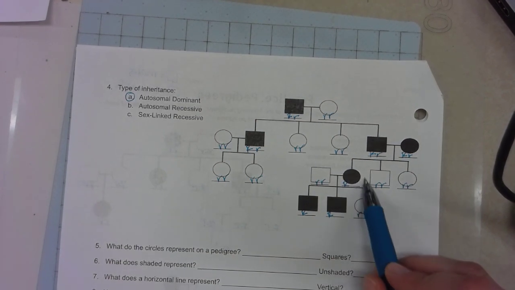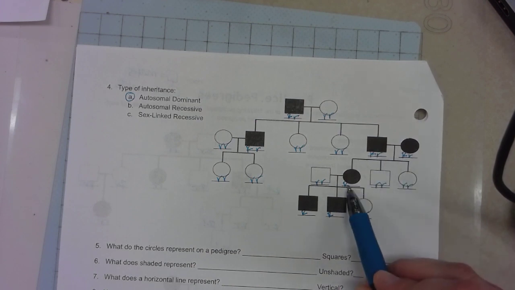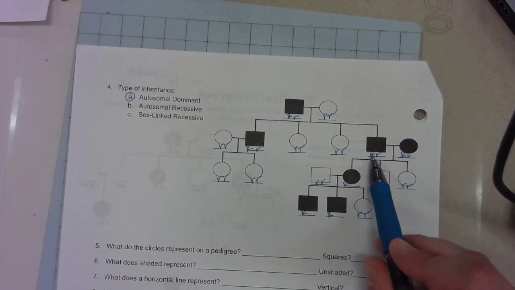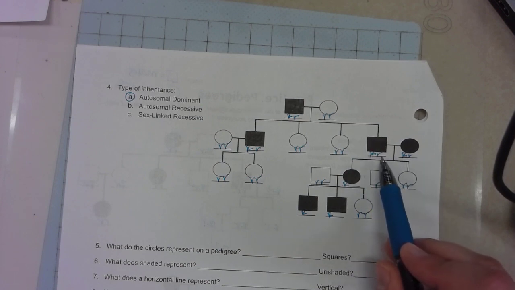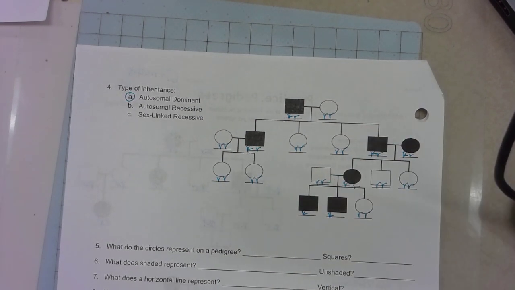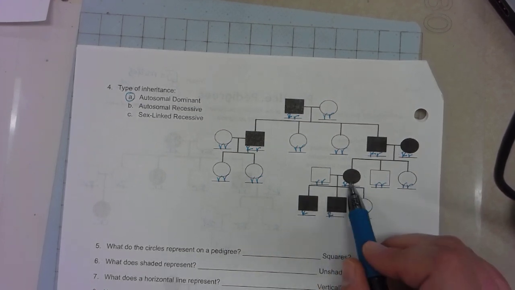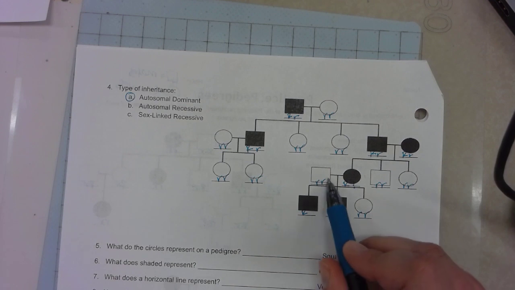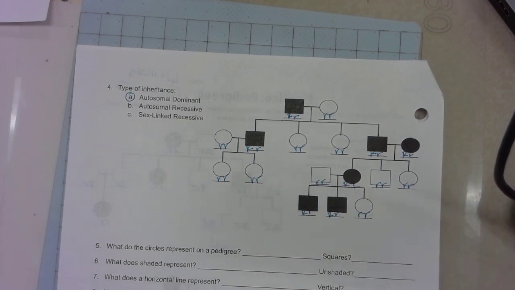Over here, this woman, both of her parents are heterozygous. So because she could get the big R from either parent, and then the other parent could give her either a big R or a little r, she's going to be big R question mark. And looking at her two sons here, they have to get the big R from her. So that means their dad only has a little r to give.